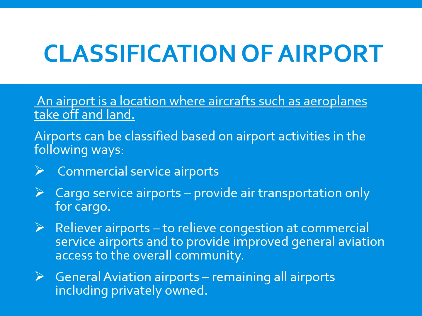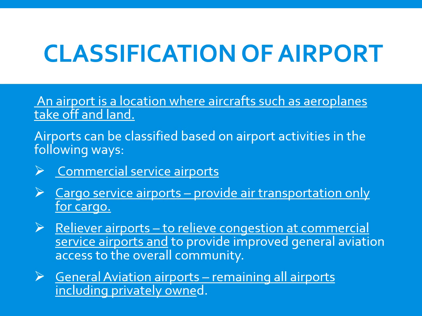Airports can be classified based on airport activities in the following ways. They are commercial service airports, where commercial activities are carried out; cargo service airports, to provide air transportation only for cargo; reliever airports, to relieve congestion at commercial service airports and to provide improved general aviation access to the overall community; and general aviation airports. All remaining airports come under general aviation airports, including privately owned airports.